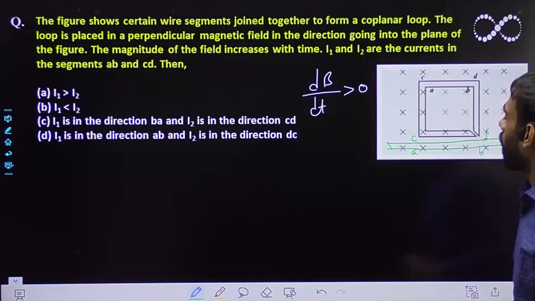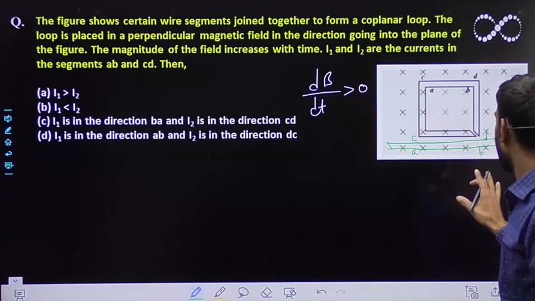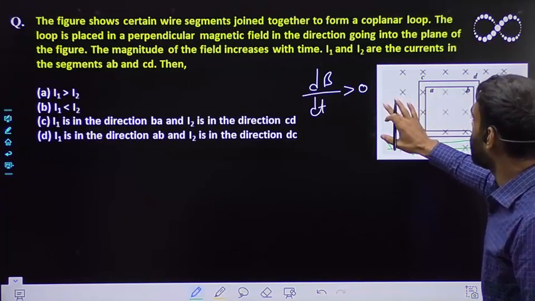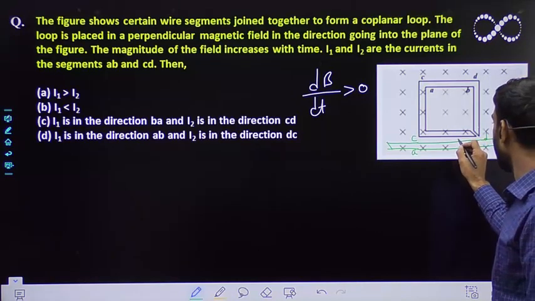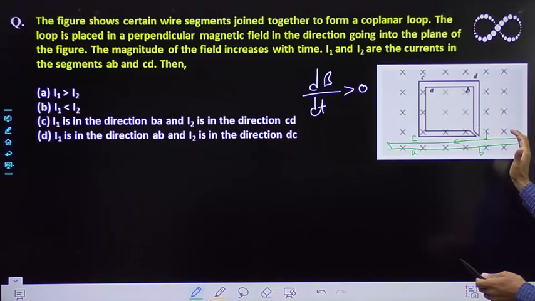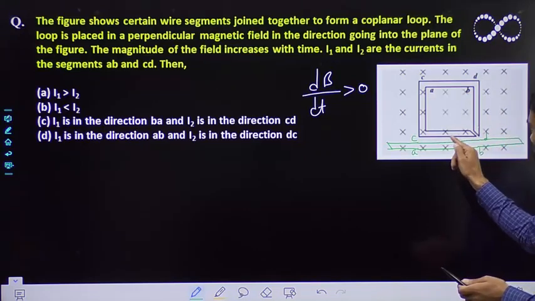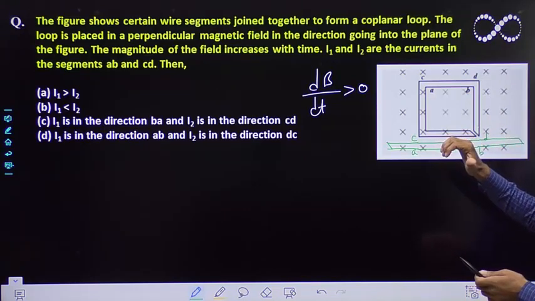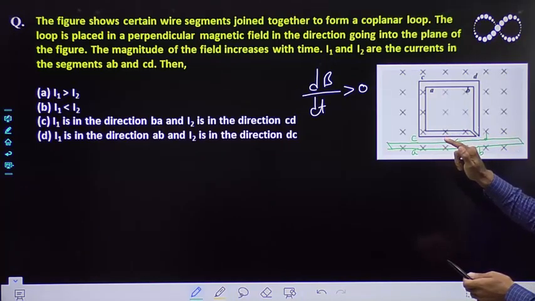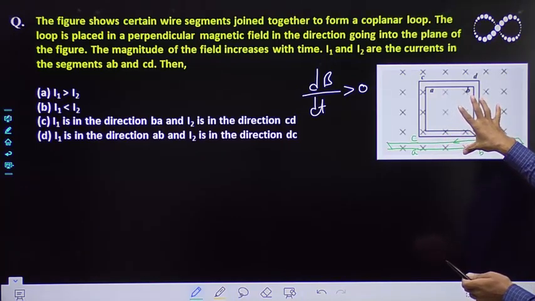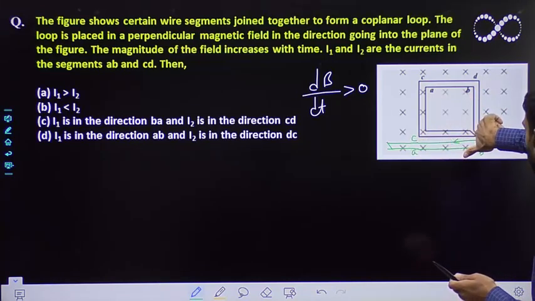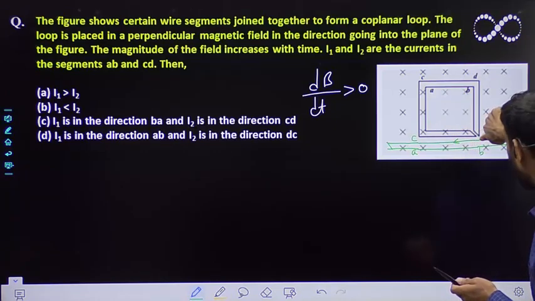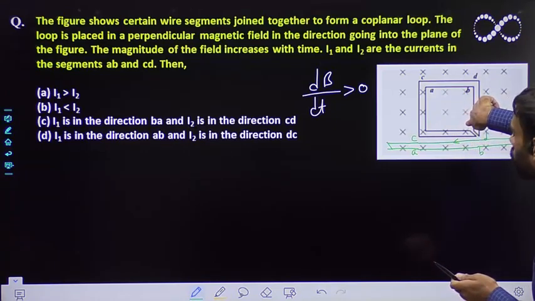Now it is saying I have to find the current. Since B is increasing, because of Lenz's law the loop will try to oppose it. If the current is moving in this direction, due to the induced current the field will go out of the plane of paper, and this way only it can oppose the increasing field, which is into the plane of paper. Because if the current is in the other direction, the induced magnetic field will also go into the plane of paper, and it will support the change.